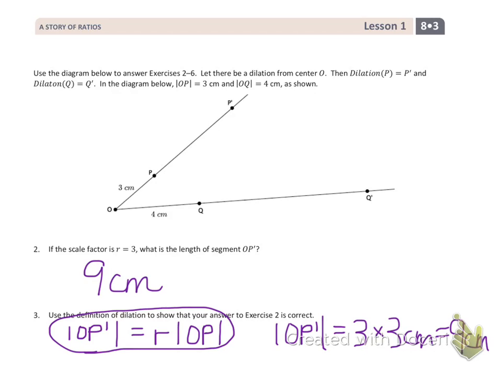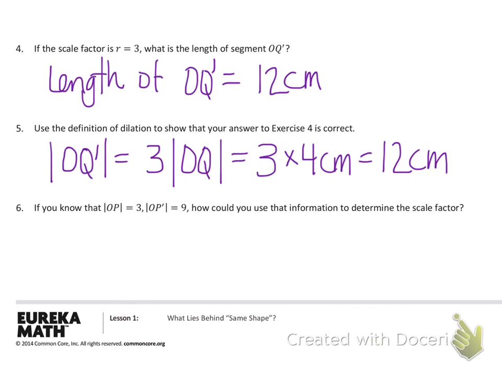Okay, so go ahead and do exercise 4 and 5. You're doing the same exact thing for point Q, and then we'll come back and talk about exercise 6 together. Okay, so check your work on exercises 4 and 5. The length of segment OQ prime is 12 centimeters, and using the definition, we can see that this length of OQ prime is the scale factor times the length of OQ. So that would be 3 times 4 centimeters, or 12 centimeters.